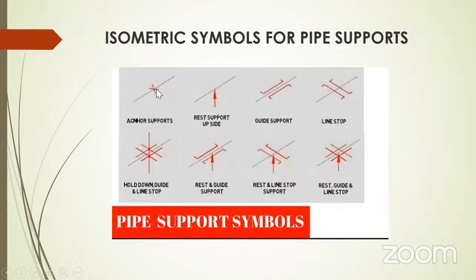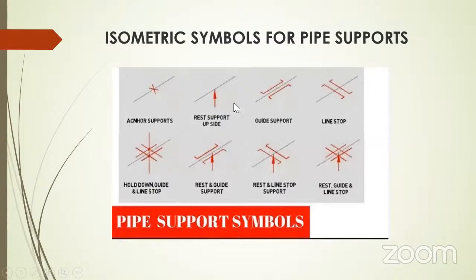This is anchor support, that means fixed support. Here, rest support. Rest support is nothing but the wear pad we have seen. It will not guide, it will not restrict, it will not do anything. It just holds the pipe. And then guide support, which we already saw. It will guide the pipe in the axial direction, both directions, but only to a limited extent. And then line stop, we already saw that picture. It is also similar to the guide support.